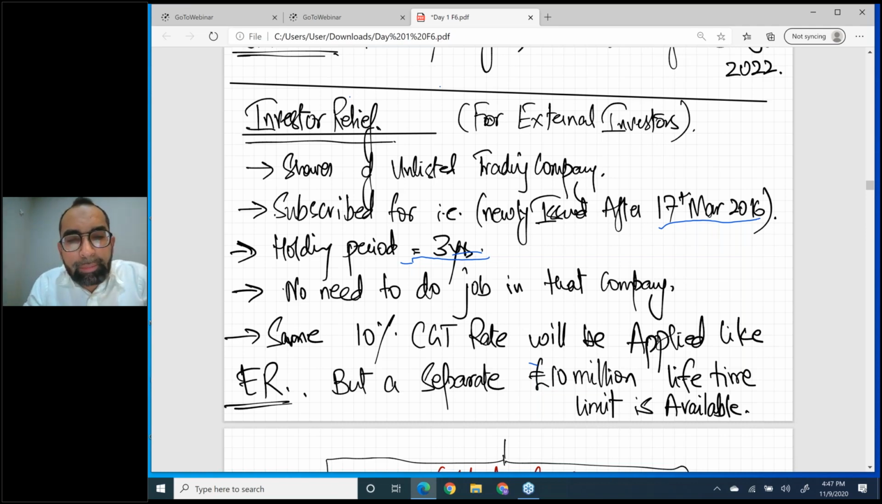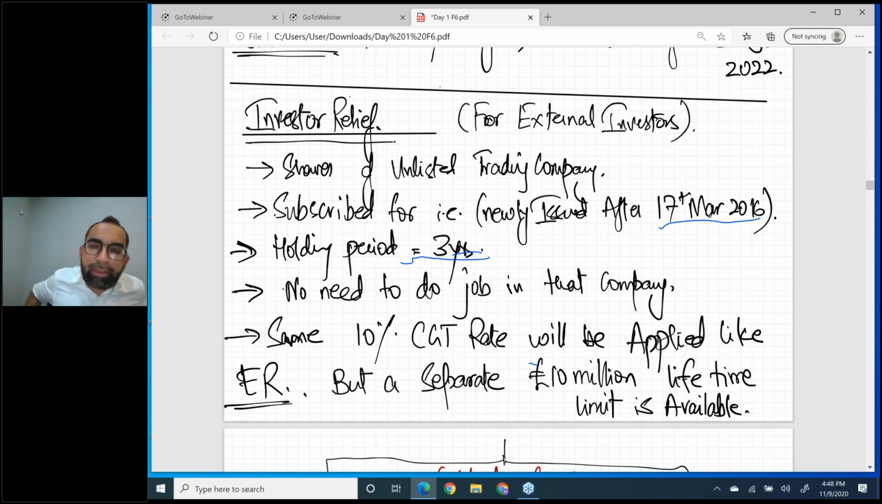No need to do a job in that company. And see the screen, there is no requirement of 5% holding. In entrepreneur relief, the 5% holding requirement was a must, and the job requirement was a must, but right now here there is no job requirement. Okay, so if you meet these conditions, don't forget the holding period here is 3 years after 17th March 2016.